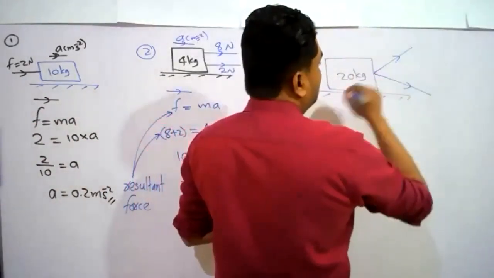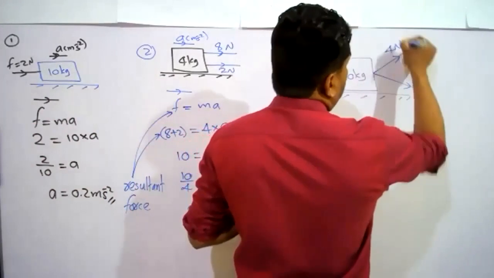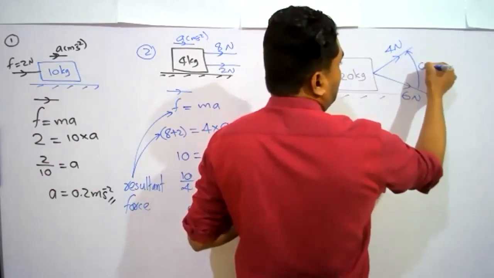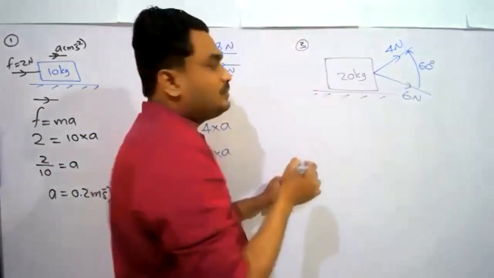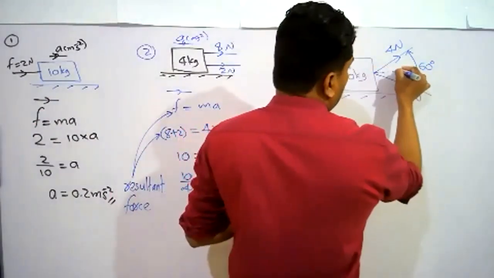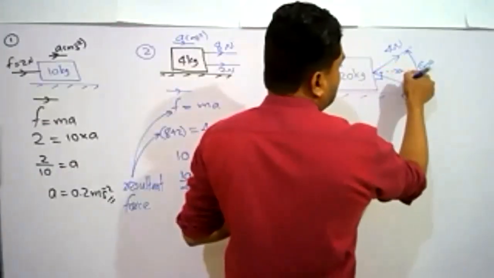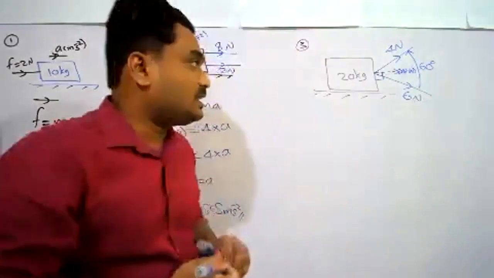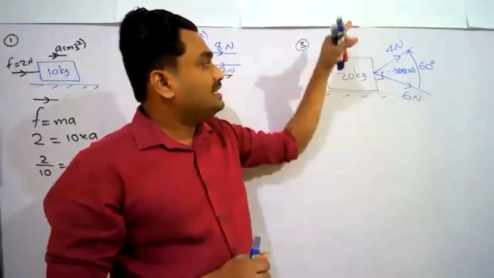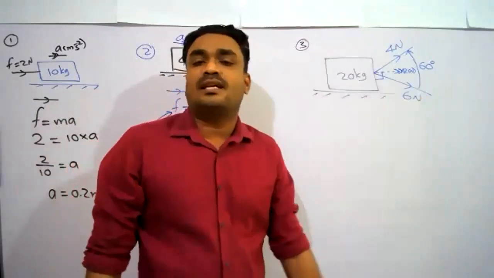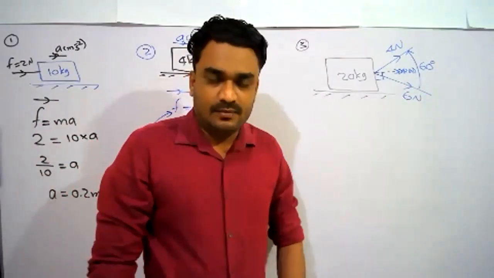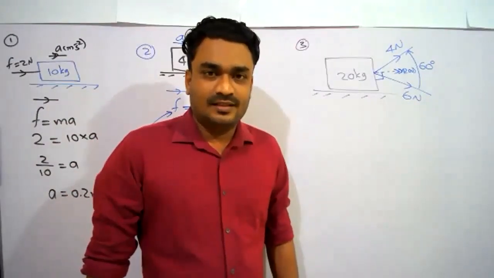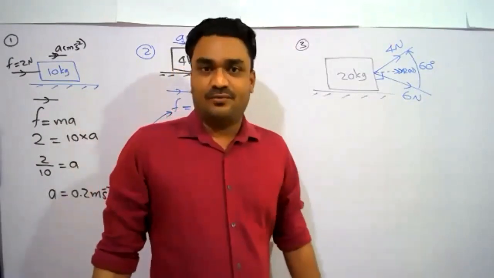Let's say the two forces are acting like this: this is 4 Newton and let me take this as 6 Newton, and the angle between the two forces, let me take it as 60 degrees. Let's say it is given that the resultant force is horizontal. Now there's a special theory to find the resultant force. What is that theory? Somebody unmute the mic and tell me. Parallelogram law, the parallelogram law of forces.